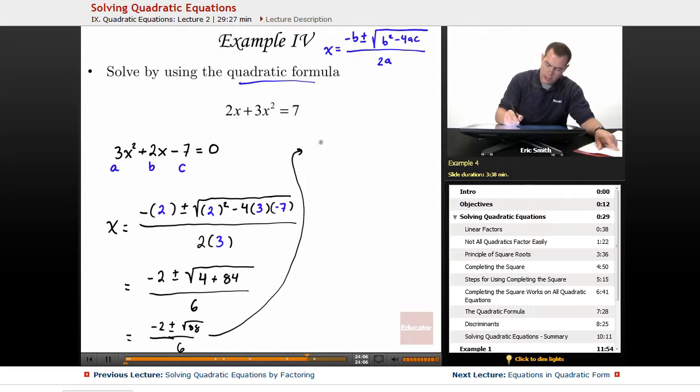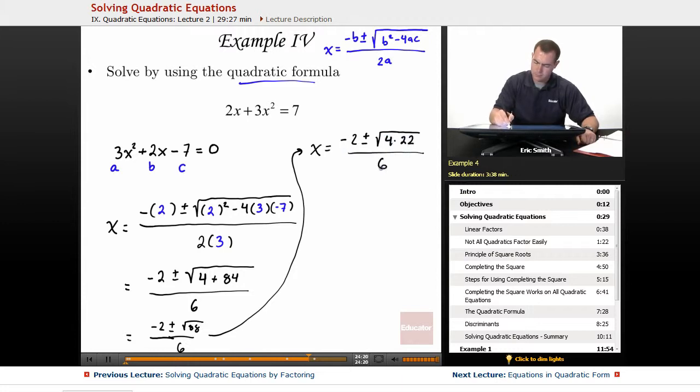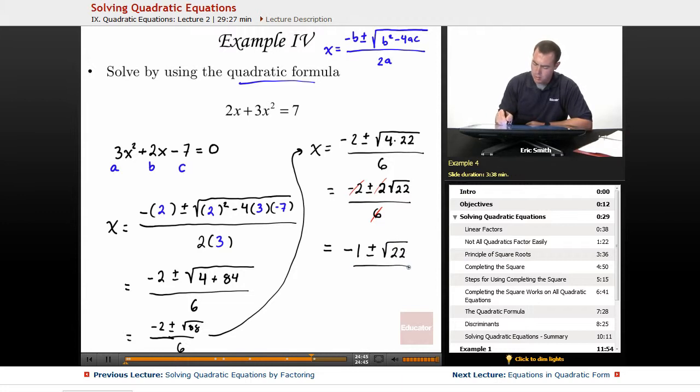Now it's really important to go ahead and try and simplify this as much as possible. So when I have the square root of 88 in there, I can look at that as 4 times 22 and be able to take care of the square root of 4 and the square root of 22 separately. So the square root of 4 would be 2, and the square root of 22 has to stay. And then I can cancel out a 2 from the top and the bottom. So negative 1 plus or minus the square root of 22 all over 3.